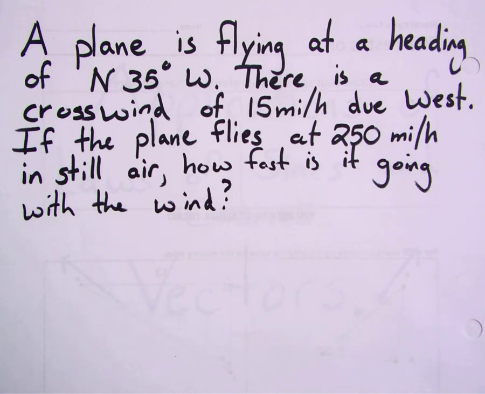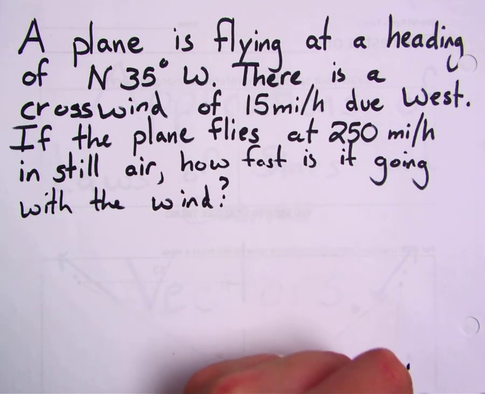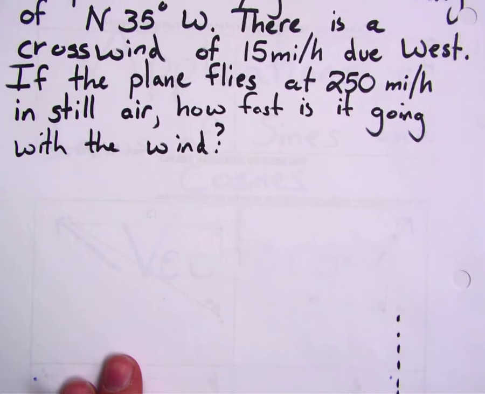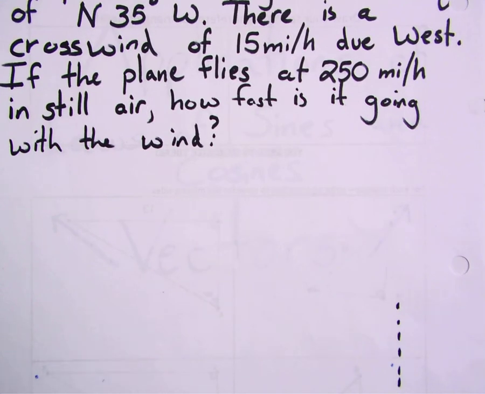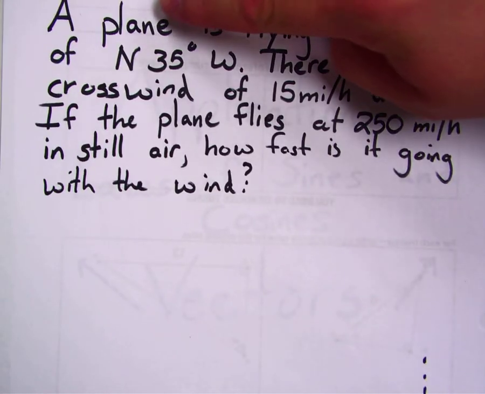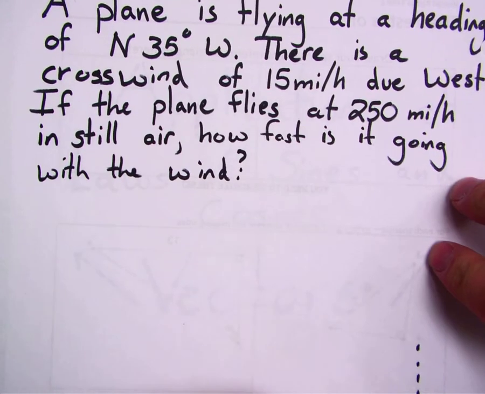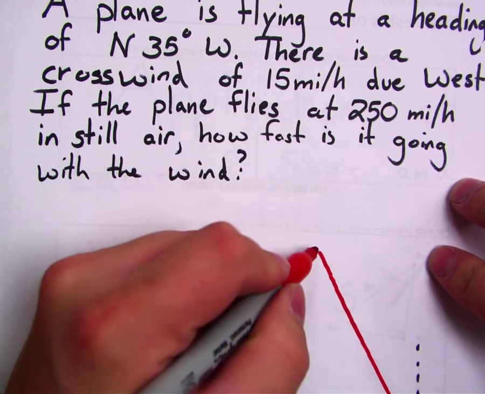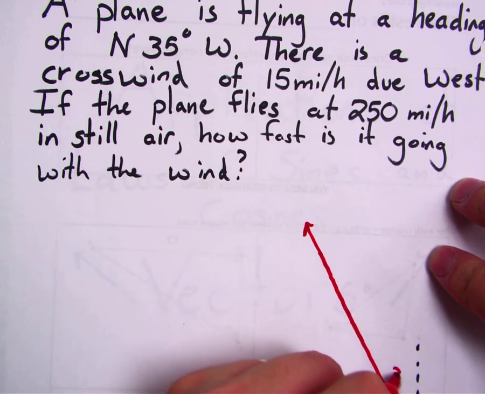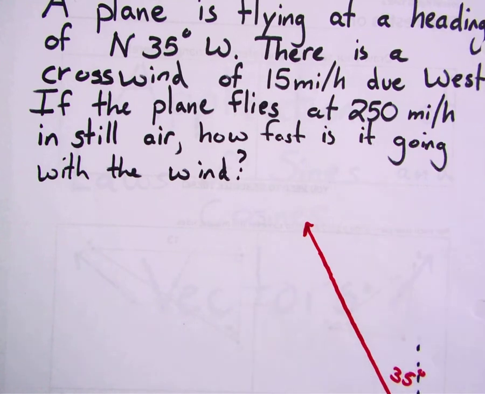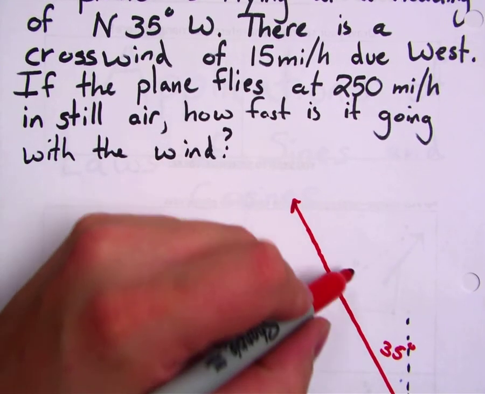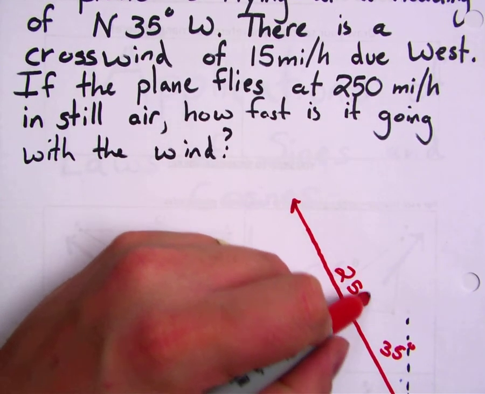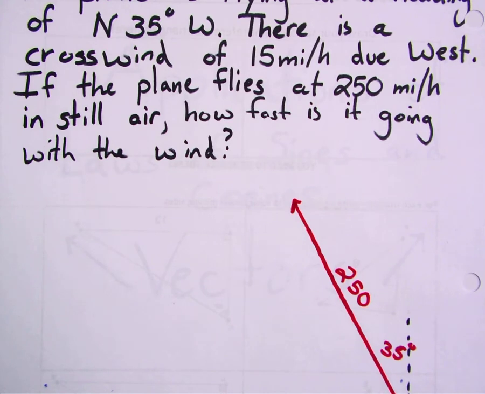So the first thing I would do is just go ahead and draw a quick north-south line on your paper. It's going to give us a direction to measure from. So when our plane is flying north 35 degrees west, that means towards the west, we're going to be measuring a 35-degree angle. And so that would be 35 degrees right there. And we'll represent the length of this vector, 250, as the speed of the plane.